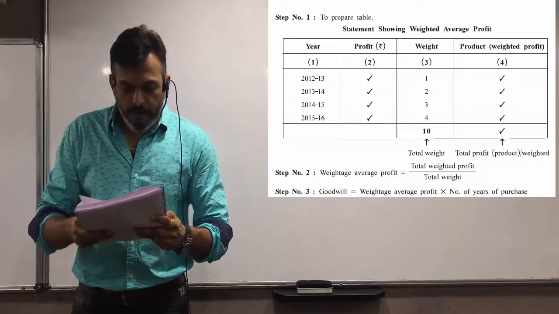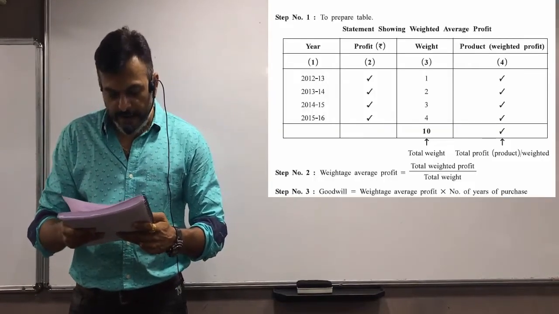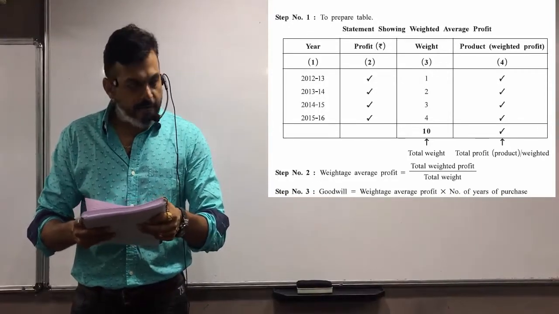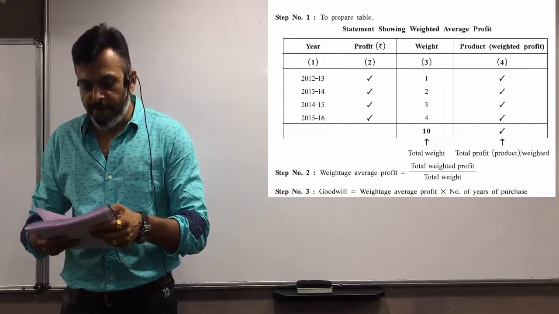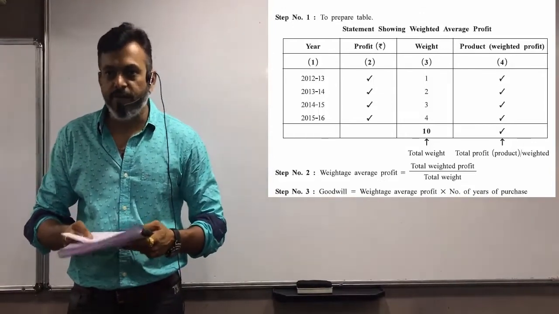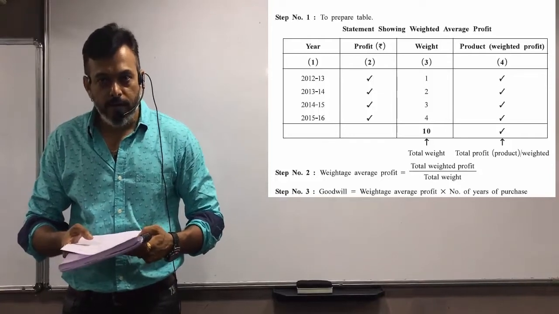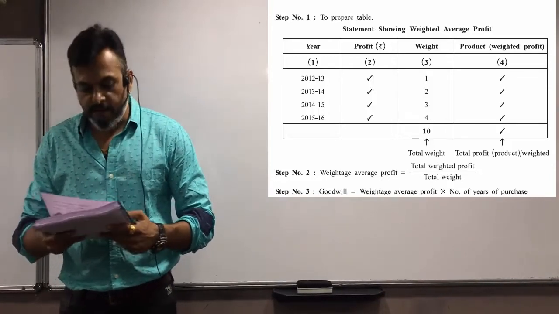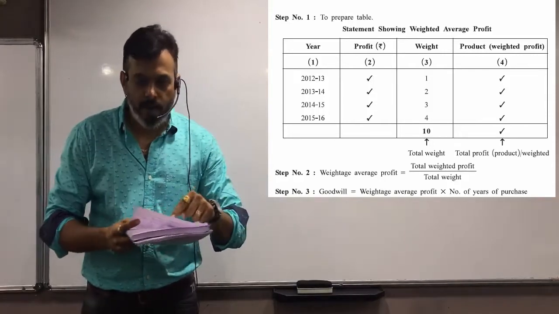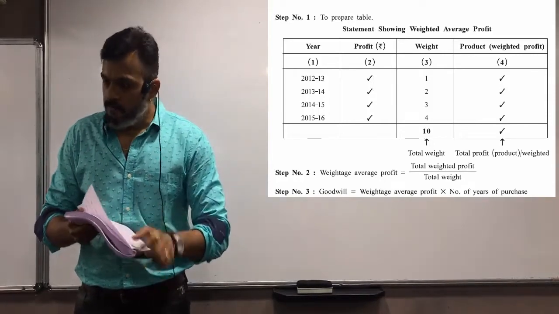Now, you can see on page number 93, step number 1. Years are given 12, 13, 13, 14, 14, 15 and 15, 16. सबसे ज़्यादा weight किसको मिलेगा? Which year will get the maximum weight? 15 and 16. Okay, so you can see 12 and 13 gets the least weight. So 1, 2, 3 and 4.